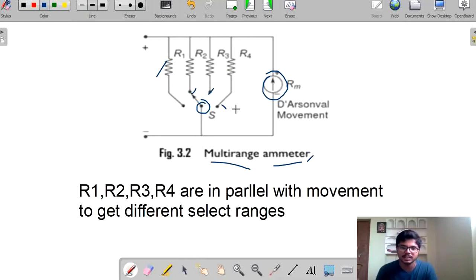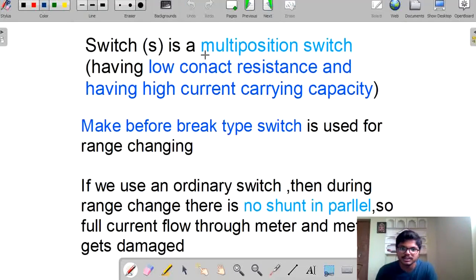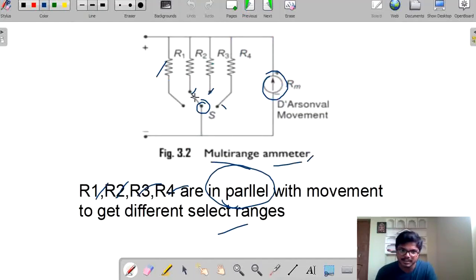In such a way my switch will connect the resistance according to my requirement. R1, R2, R3, R4 are in parallel with the movement to get different selected ranges. See, the switch is a multi-position switch having a low contact resistance. Why must we have a low contact resistance? Because if my resistance here is more, then it will draw more current than the current we require here. So we need to make the resistance here very small.